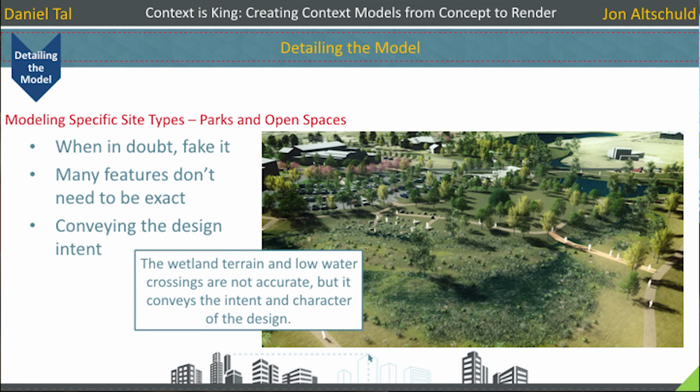Last point with the terrain details: fake it. So again, this project, same one, the features don't have to be exact a lot of the time in order to communicate the design intent. So the wetland, the low water crossings, the paths, all this doesn't match the proposed contours at all because we didn't have proposed contours. Even if we did, I probably would have modeled it this way, because in order to get it to look right and show the design intent, you have to model it so that it looks correct. So capture the design intent, don't worry about it being exact, it's visualization.